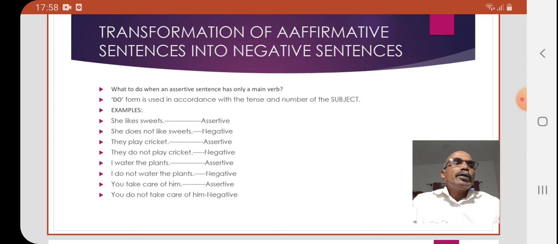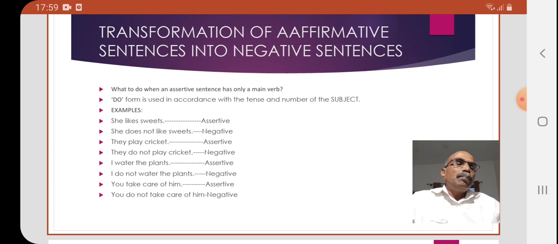They do not play cricket. Here, we have used the do form and we have added not between the auxiliary and the main verb. Since there was no affix tagged to the verb play, we have retained the same word, I mean the verb here, without any changes. Therefore, they play cricket will be they do not play cricket in its negative form.